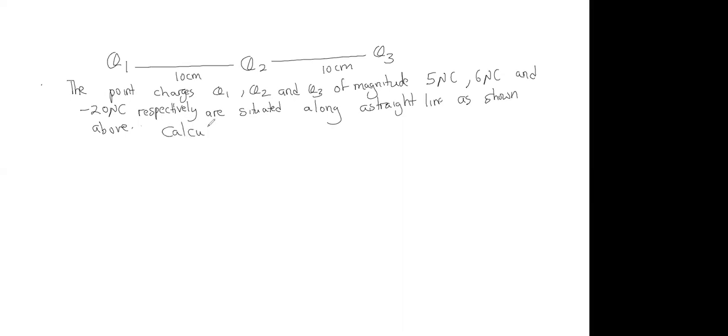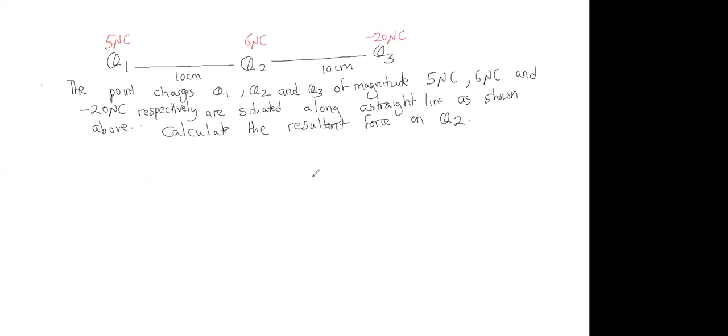So always read what they want. So we have the point charges. Still do always the first thing: put those things down, but make sure you read. They told us Q1 is 5, so I'll put here 5. Q2 is 6, I'll put here 6. Q3 is negative, so I'll put here negative 20.